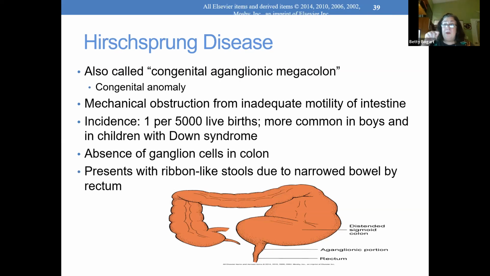That's why there are ribbon-like stools. It's like putting it in one of those pastry icing things, right? You can only do a little bit coming out. So Hirschsprung's, aganglionic, no nerves. Sometimes there's so much pressure, you can get a little bit coming out that little tiny hole there. So you see ribbons, okay?